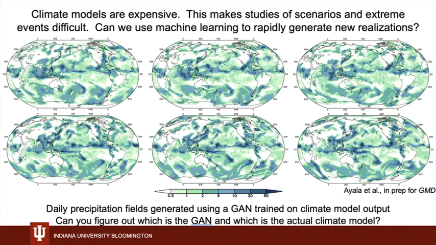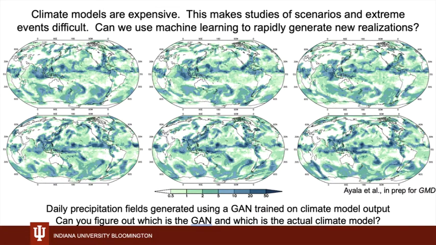And so what we did in this study, which is in preparation, these are daily precipitation fields where we trained a deep learning algorithm, more specifically a generative adversarial network, or GAN, the hot ticket item these days. We trained that on climate model output, and then we tried to look at can we use that training to then generate new realizations of daily precipitation. So here are our results.